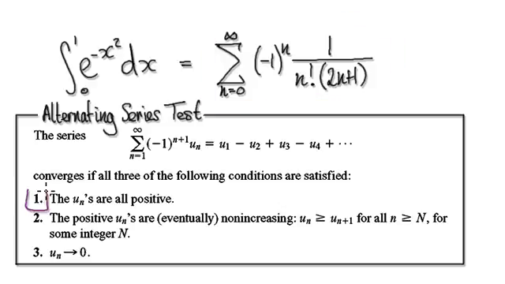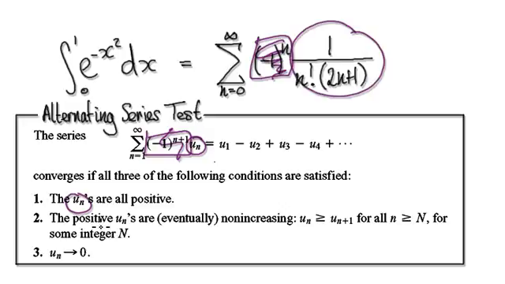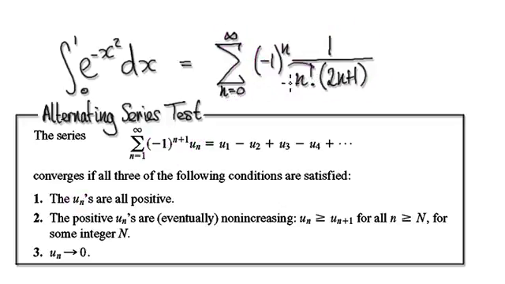So we need to check that all three conditions will be satisfied. The first step is to remove this alternating component, and then just concentrate on the u_n. Make sure they're all positive. While n is moving from 0 to infinity, n is always positive. Therefore, n factorial is positive, this thing is positive, and therefore the whole thing is positive.